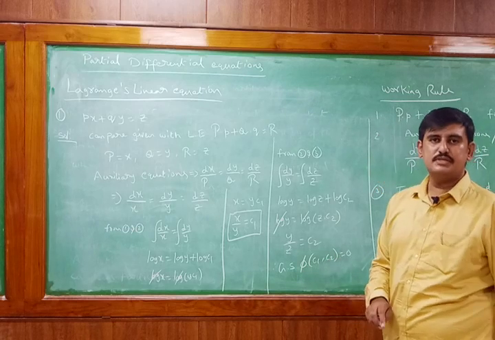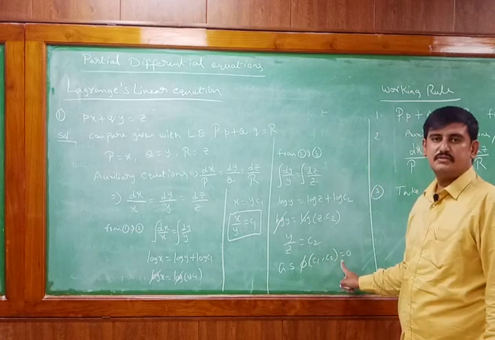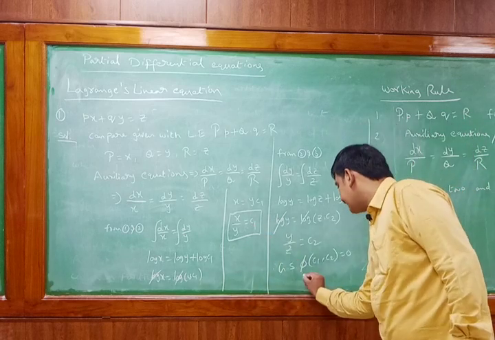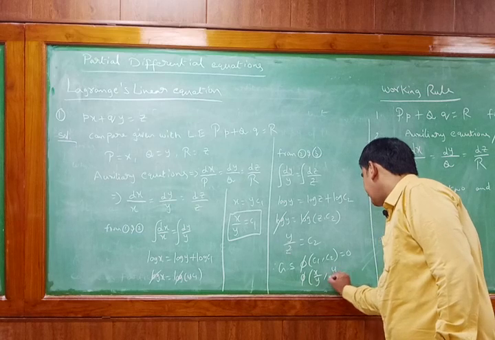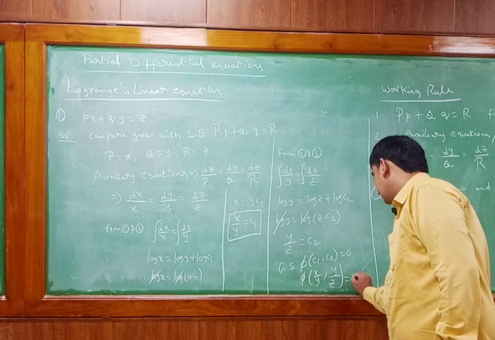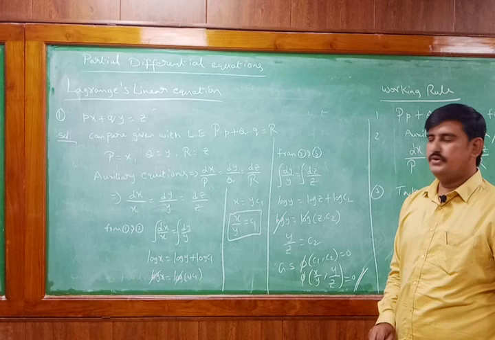What is my general solution? Phi of C1, C2 is equal to 0. What is my C1? X by y. What is my C2? Y by z is equal to 0. That's it.